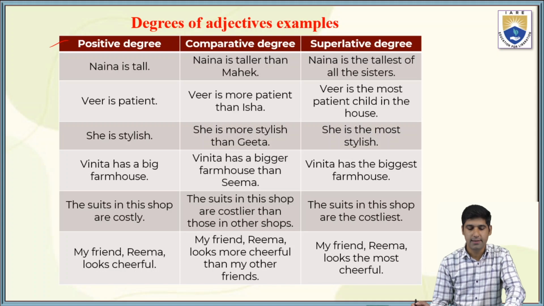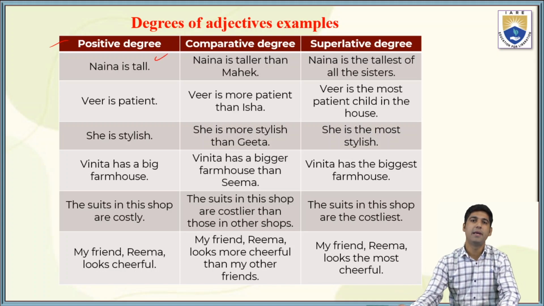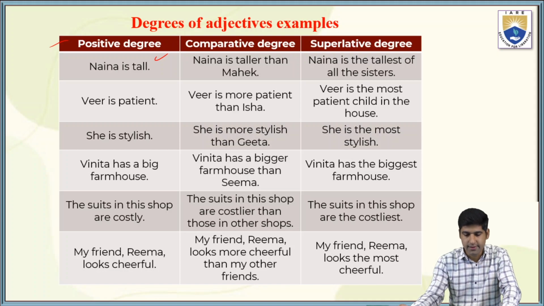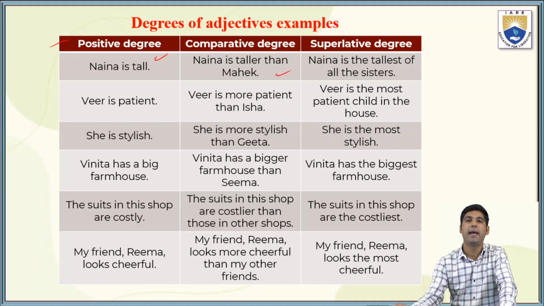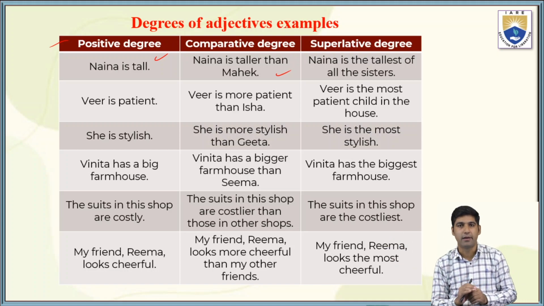See, now the sentence is, Nana is tall. Nana is tall means the mere quality of Nana, that she is tall. Now we do not know how much taller she is. Then the comparative degree says, Nana is taller than Mehak. Comparison between two people, Nana and Mehak. We come to know Nana is tall, but she is taller than Mehak.